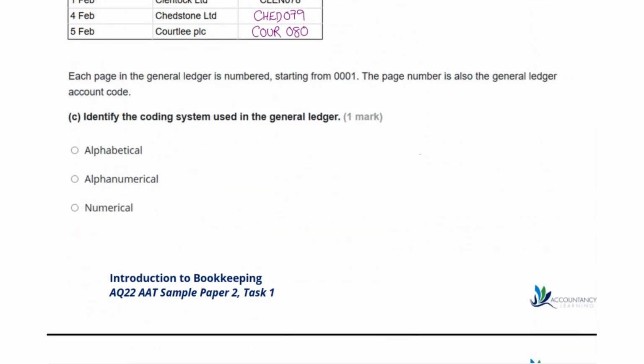Each page in the general ledger is numbered, starting from 0001. The page number is also the general ledger account code. Part C asks us to identify the coding system used in the general ledger. So we can see we're told that it's numbered, it starts from 0001, so there's no letters involved, so therefore it's a numerical system. If it was alphabetical, it would only be letters. Alphanumeric would be a combination of letters and numbers.